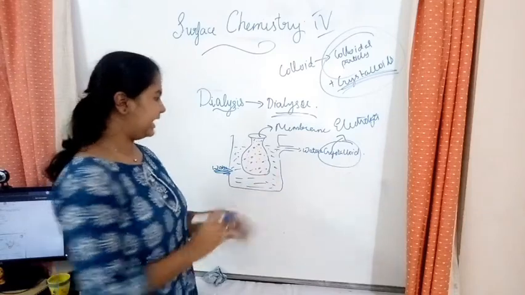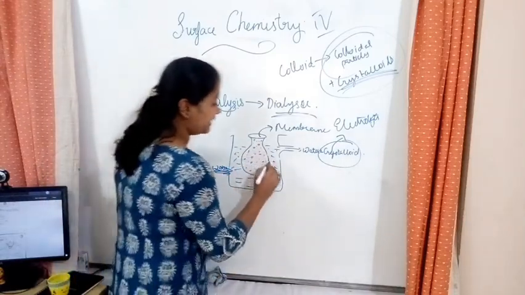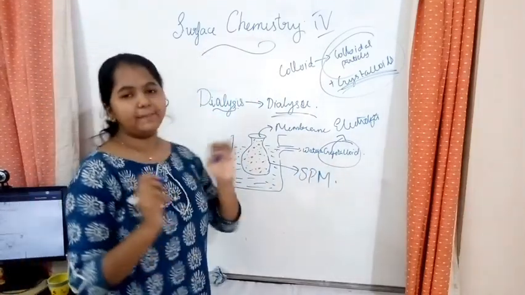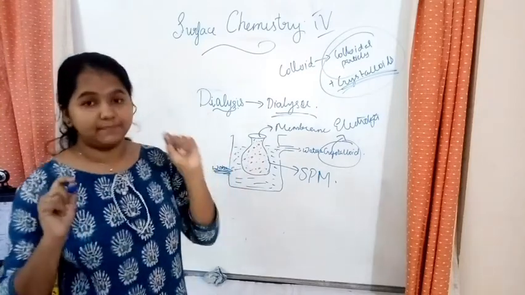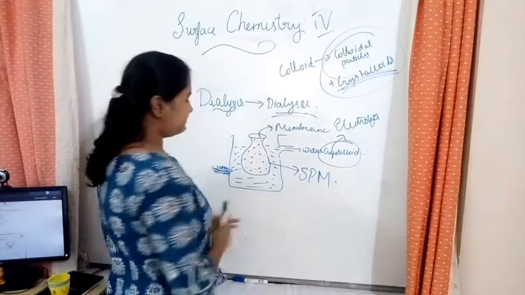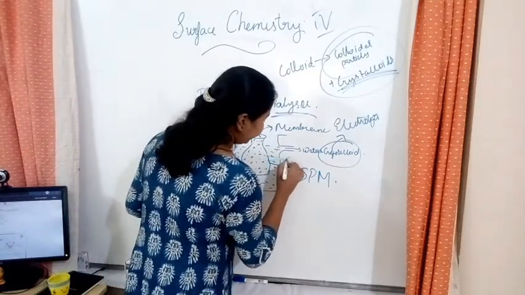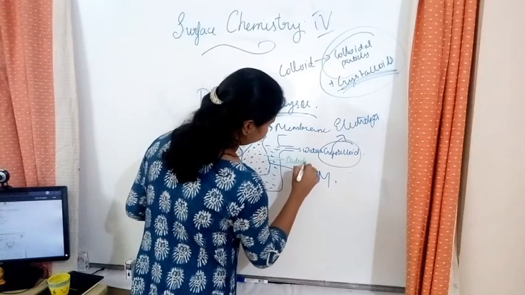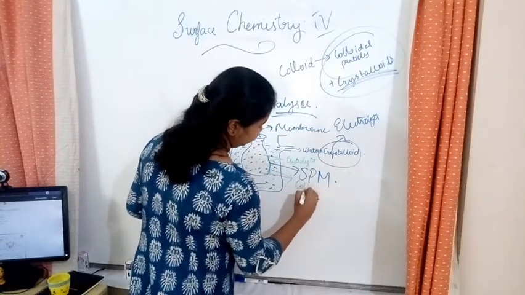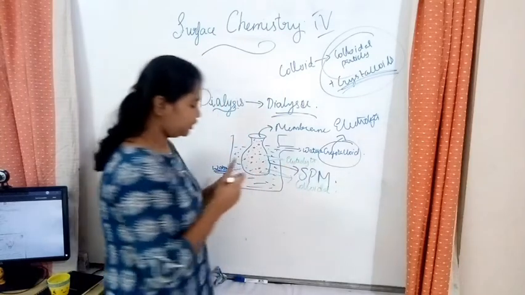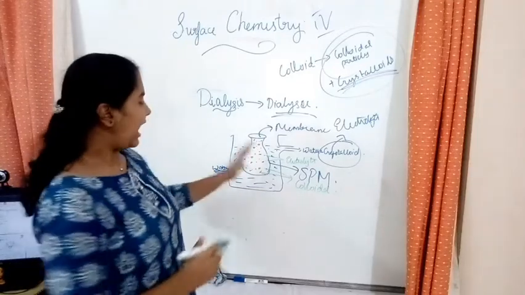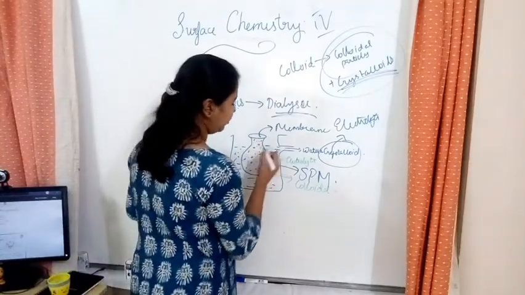I'll tell you what happens when water is moving inside. This is a semi-permeable membrane. Through the semi-permeable membrane, the colloidal particles cannot move out. Only the small electrolyte particles can move out. So let this be our electrolytic particles, which are smaller, and let this be our colloidal particles. Now when water is flushed in, diffusion happens, and these crystalloids or electrolytes will move out.